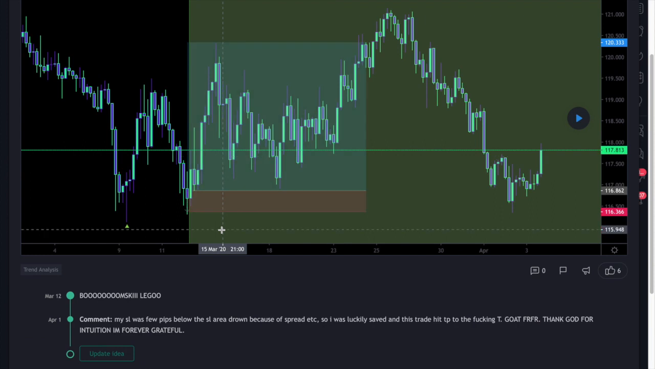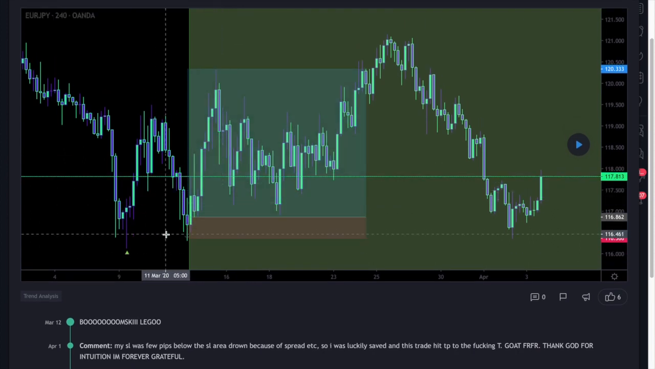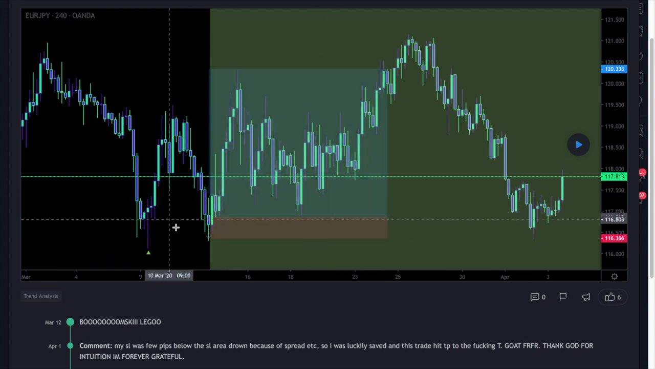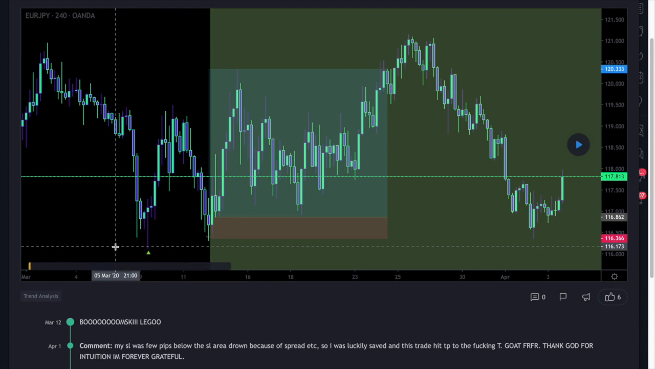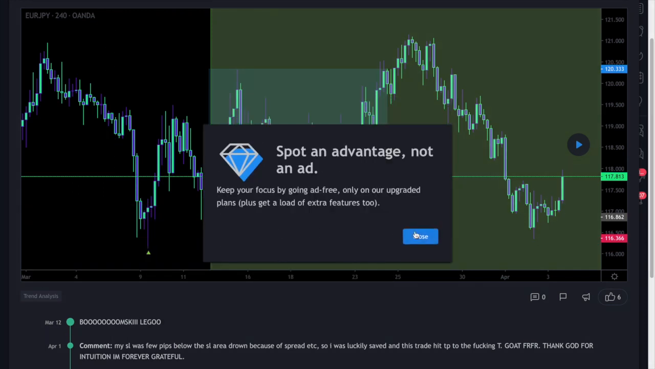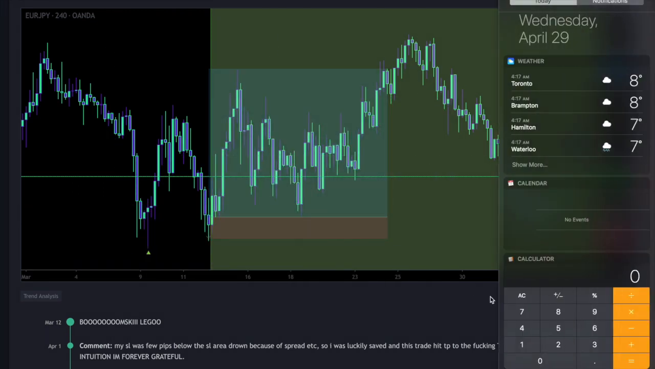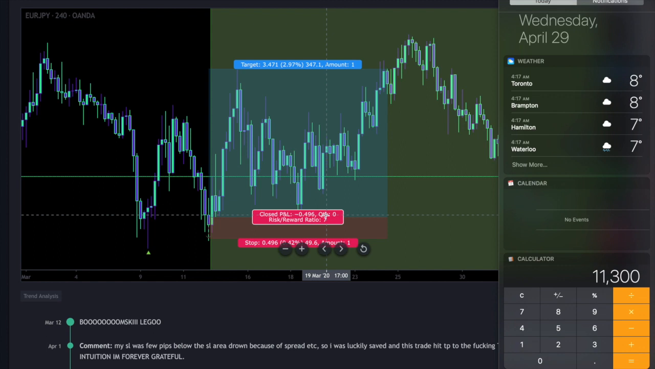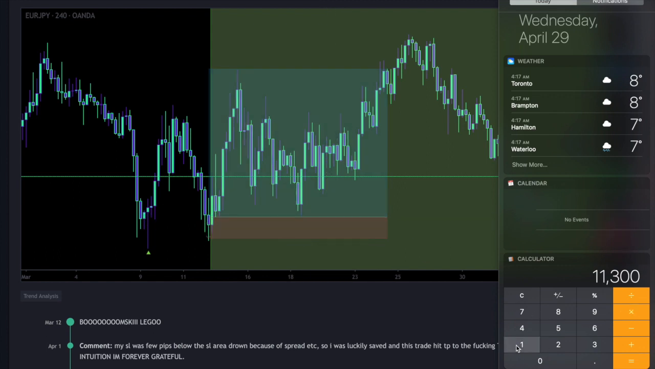And boom. So yeah, we got stop hunted, but my stop was a few pips below the stop loss because of the spread. So I was actually saved in this trade, because usually I put my stop loss a little bit lower, as you can see in this area, just to avoid the spread. So this trade actually did hit TP, and we would have made 35% return because it's 1 to 7 risk reward. So that's 5 times 7, so that's 35. I would have made 35% return on this trade.